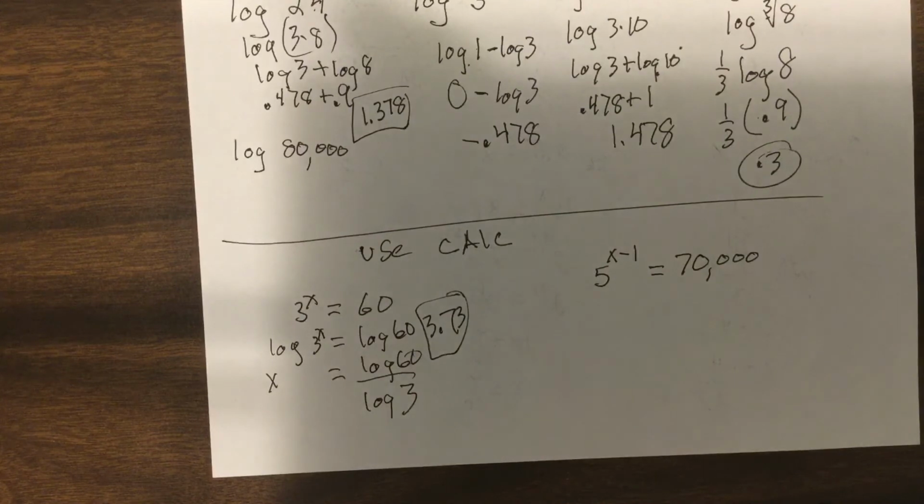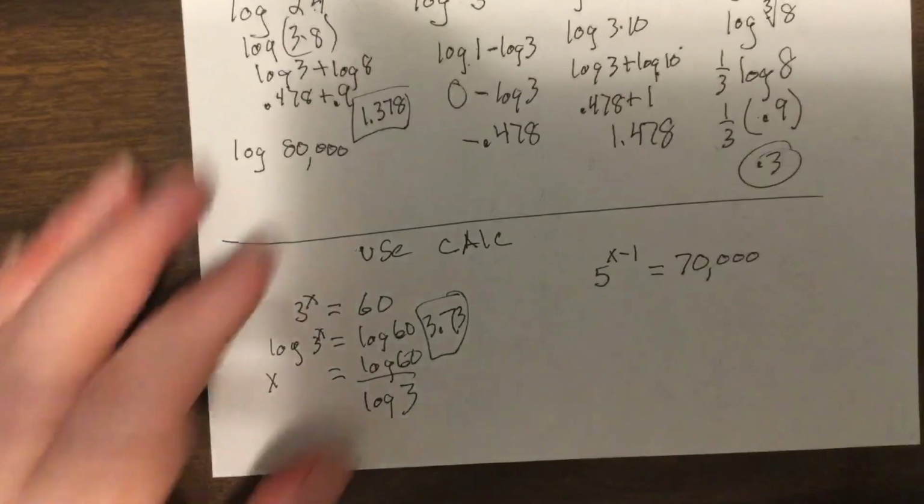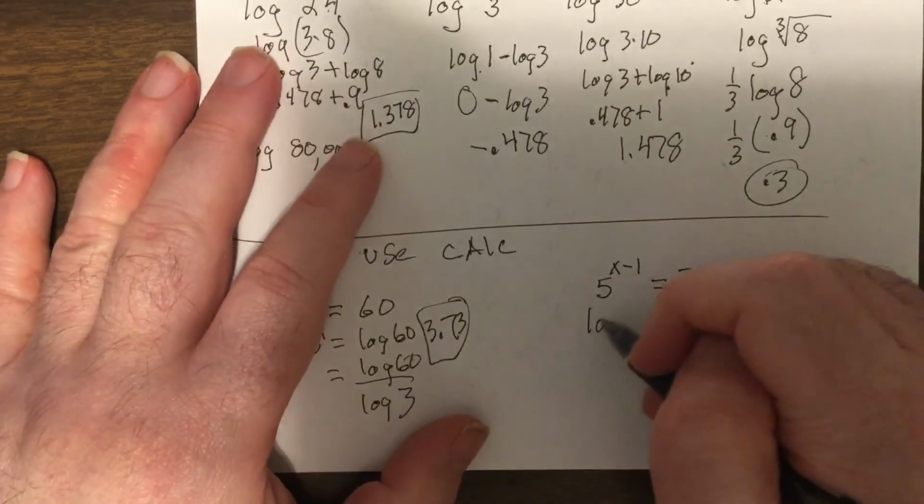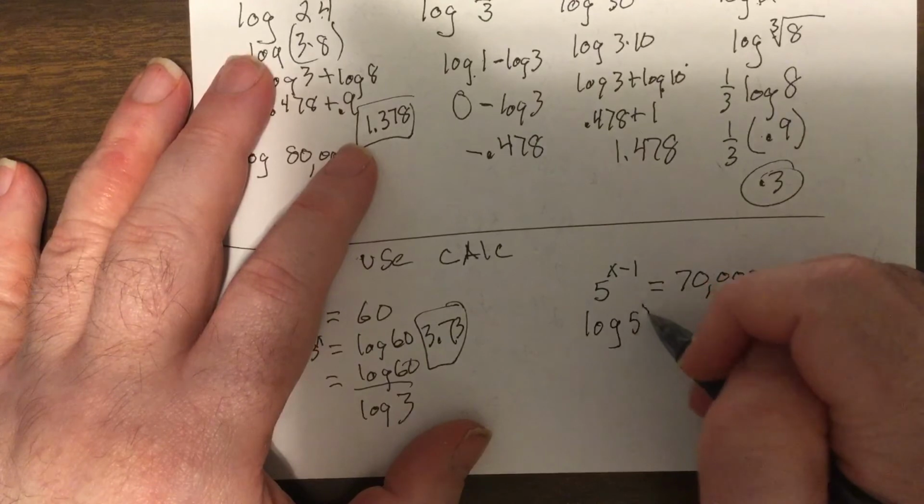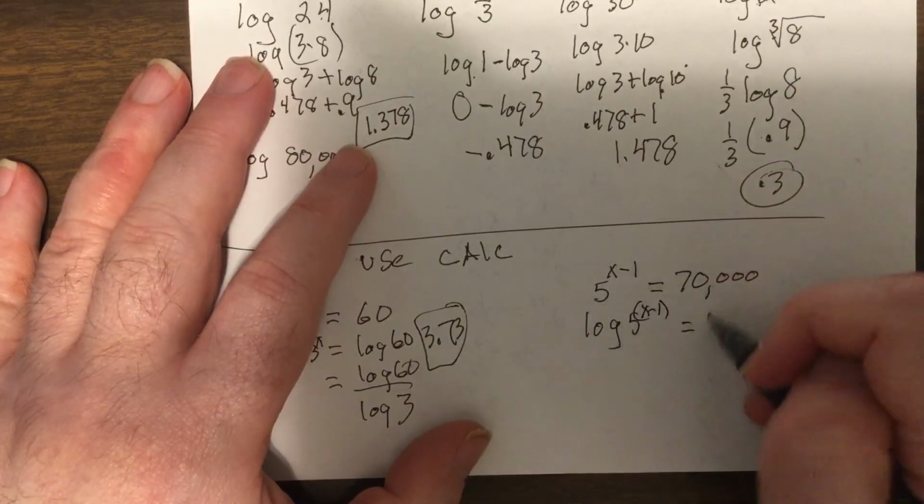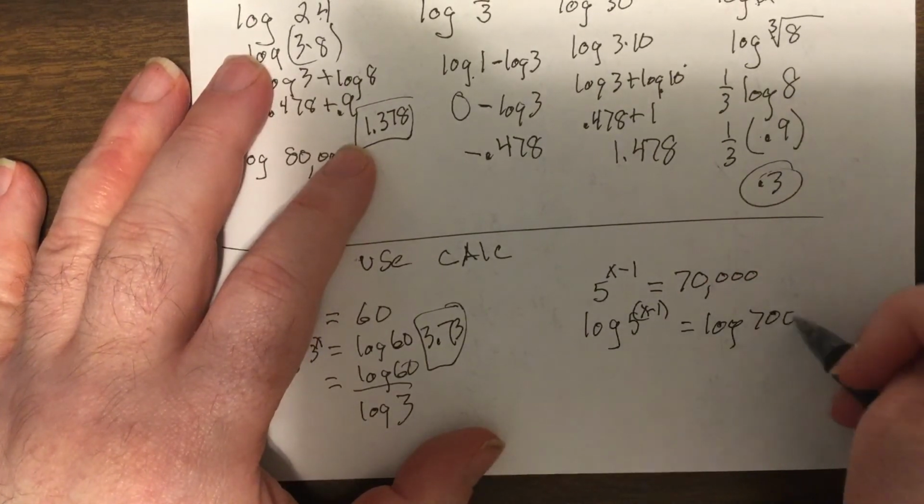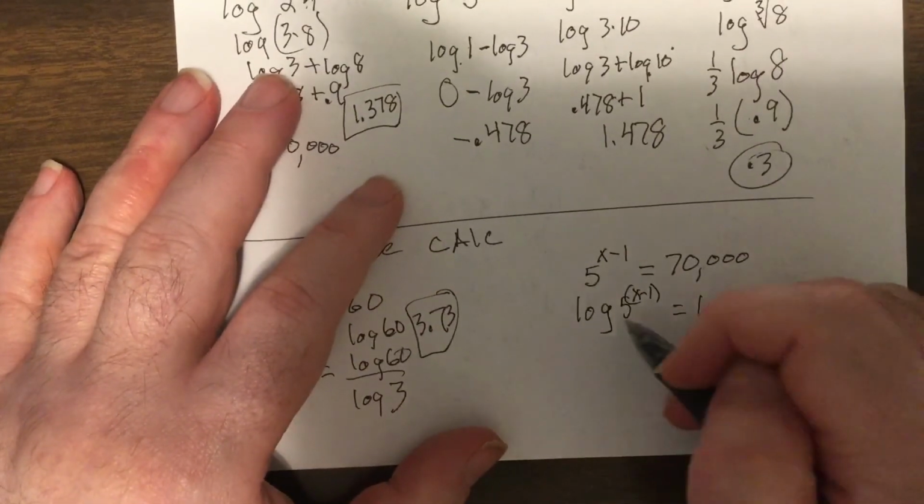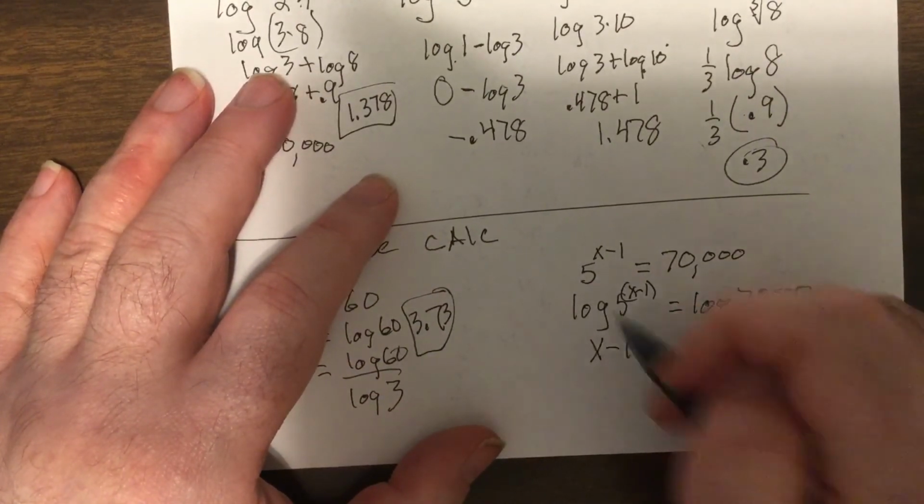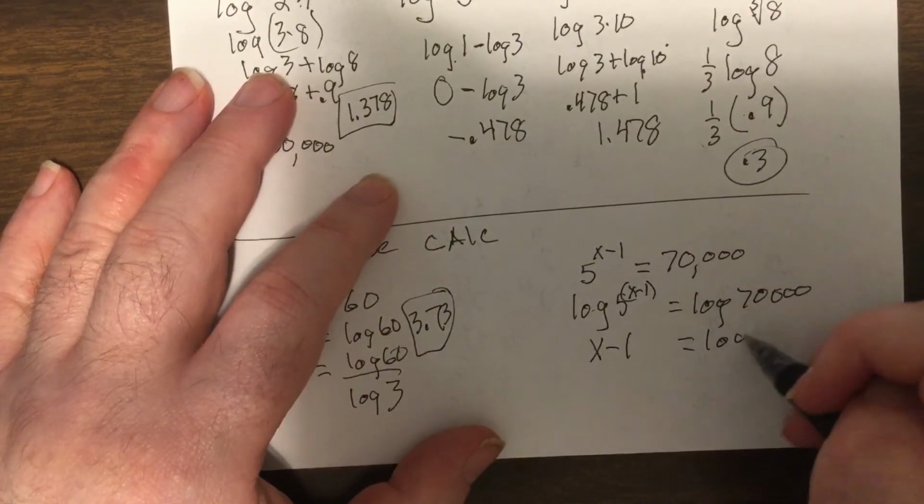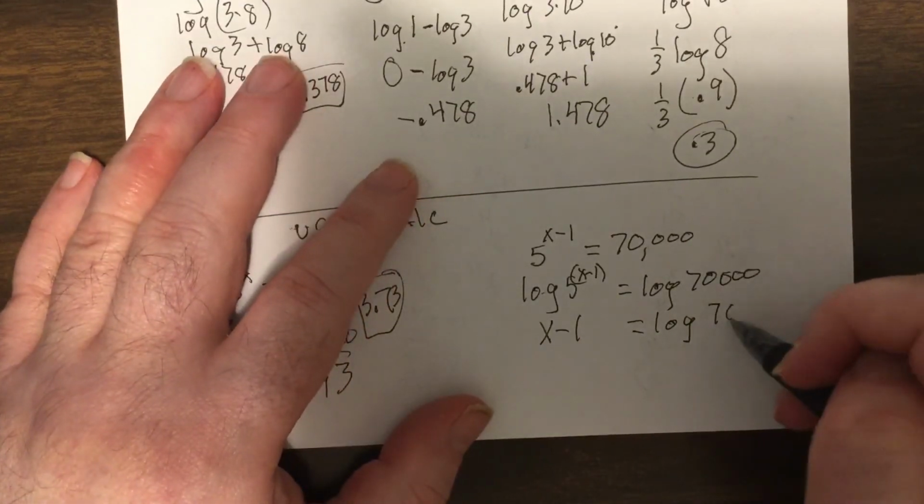Now, I can check this by raising 3 to the 3.73 power, and it's right around 60. It's a little bit above it because I rounded above. Yay! So again, I'll go log of both sides. So then I take the power out, and then I'm going to divide by log 5. So I did 2 steps there, my friends.